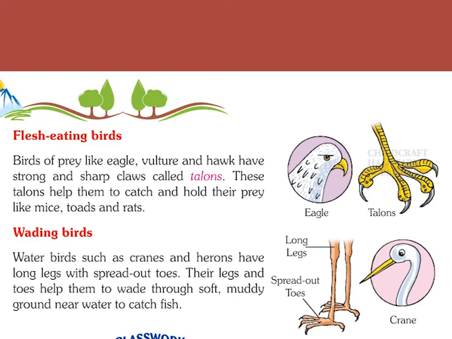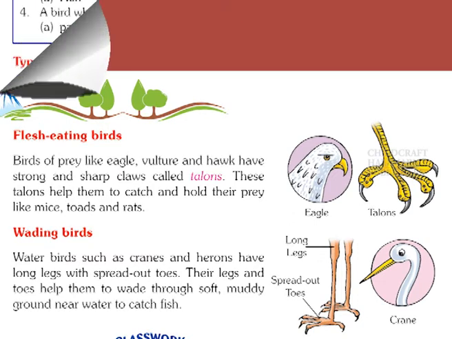Wading birds. Water birds such as cranes and herons have long legs with spread out toes. Their legs and toes help them to wade through soft, muddy ground near water to catch fish.